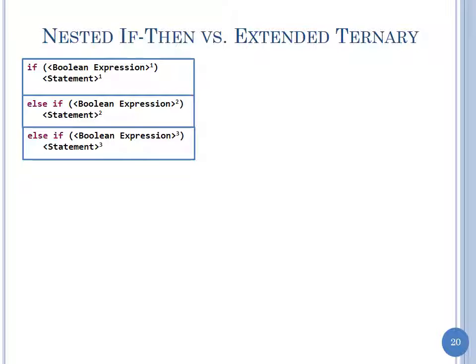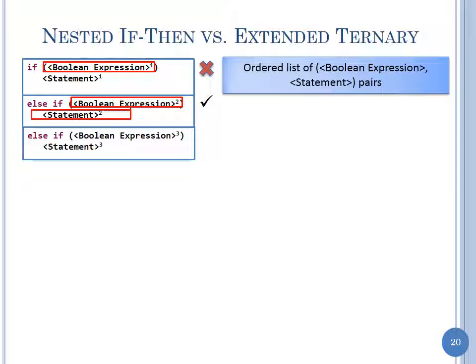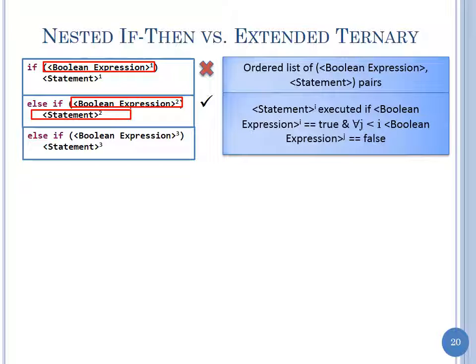So let's try to understand this. What is this saying? We have a list: if the first Boolean expression is true, then we execute the corresponding statement and we finish. If it's not true, then we go to the next one and check its value, and we keep doing this till we get to an expression that's true, and we execute that statement. So in general, we have an ordered list of Boolean expression and statement pairs. We execute statement I if Boolean expression I is true, and for all j less than I, Boolean expression j is false. So we execute the very first statement for which the Boolean expression is true.